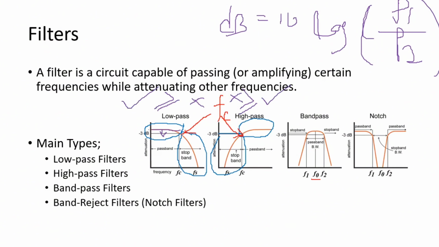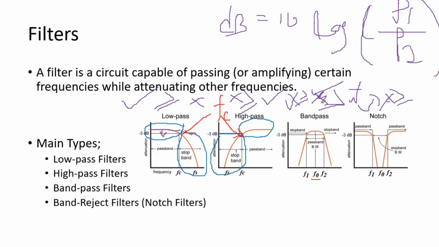But for the band reject, they reject some middle frequency range and pass the others. So for the notch frequency, they will not pass this band. For the band pass, the others will not pass, and only the band will pass.